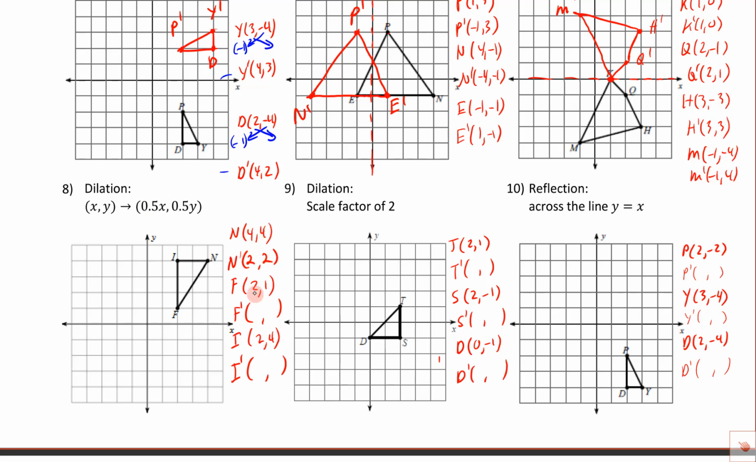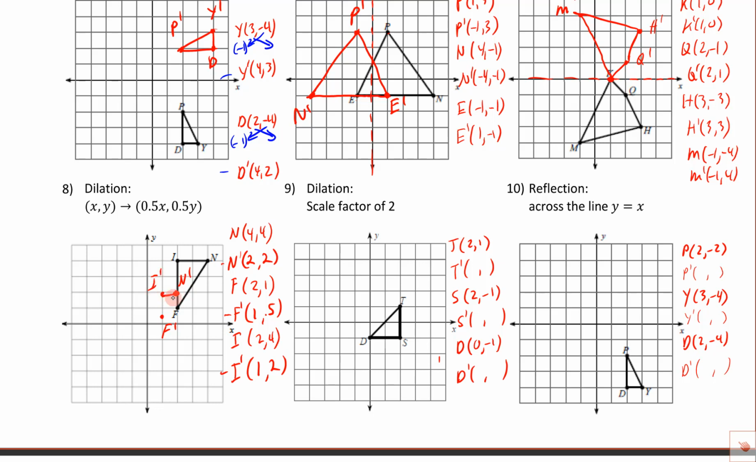Half of that's also 2. Half of that is 1. Half of that, I'm going to put 0.5 here because it does have decimals in it. Half of 2 is 1, and half of 4 is 2. So let's go ahead and graph these guys that have primes on them, and let's see what we get. So (2, 2) over here and up here, that is N prime. F prime is (1, 0.5), so over 1 and up a half, so this is going to be F prime. And then I prime is (1, 2), so over 1 and up 2, there's I prime.